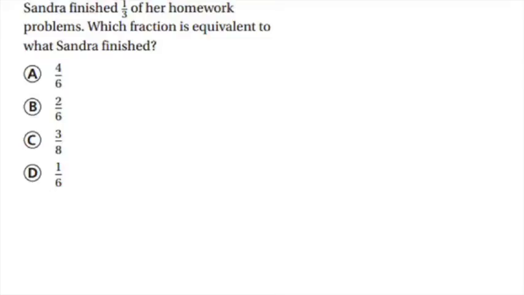Number 1. Sandra finished 1/3 of her homework problems. Which fraction is equivalent to what Sandra finished? Now the first thing I want to do is look and see what the problem is asking us. They want us to say what fraction is equivalent to what Sandra finished. So I'm thinking of an equivalent fraction. Well, how much did she finish? She finished 1/3 of her homework.